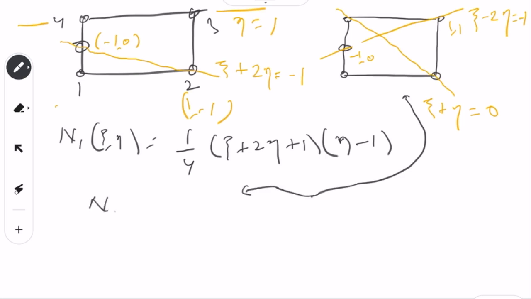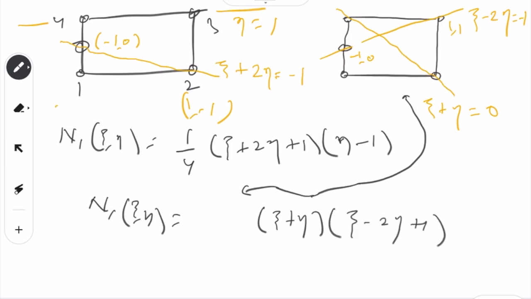You will get N1(xi, eta) equal to (xi plus eta) multiplied by (xi minus 2 eta plus 1). What we see in this case is we have all kinds of things. We will have xi square, eta square, and xi eta terms. Probably we will have all of them: xi square, minus eta square, xi eta, minus 2 xi eta. So all terms are there.